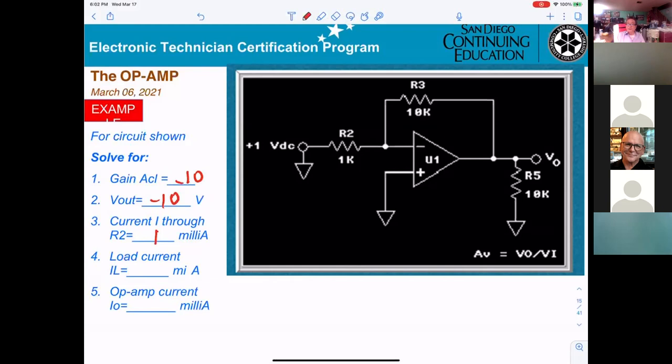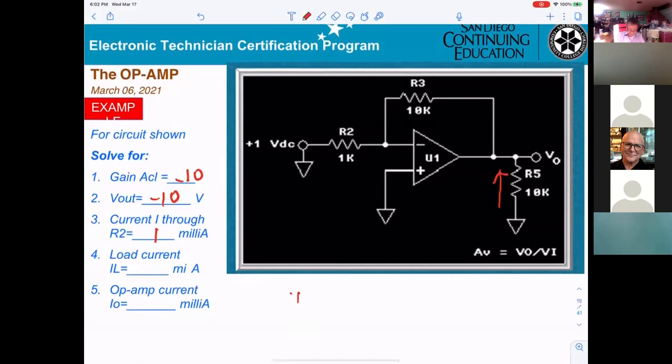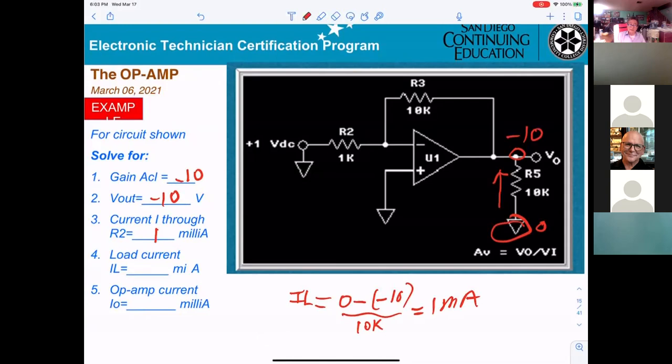However, if you want, I can do it for you. The current cannot be negative. So you just take the absolute value? No, no, no. That's not what it means. The current doesn't go this way, right? So the current IL equals the difference between here and here. At this point, you get minus 10, and that's going to get zero. So it will be zero minus minus 10, divided by 10K. That's why you get 1 milliamp. Minus means you get positive. So that will be one.